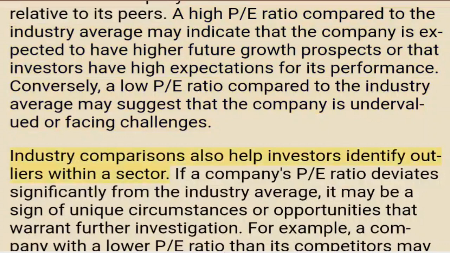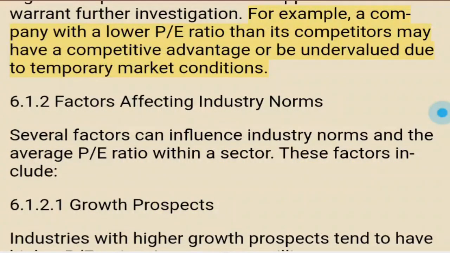Industry comparisons also help investors identify outliers within a sector. If a company's P/E ratio deviates significantly from the industry average, it may be a sign of unique circumstances or opportunities that warrant further investigation. For example, a company with a lower P/E ratio than its competitors may have a competitive advantage or be undervalued due to temporary market conditions.